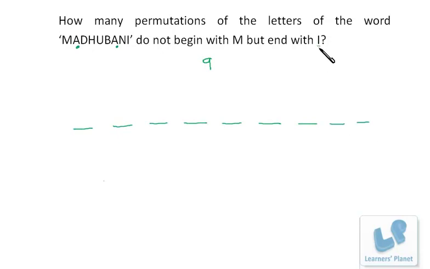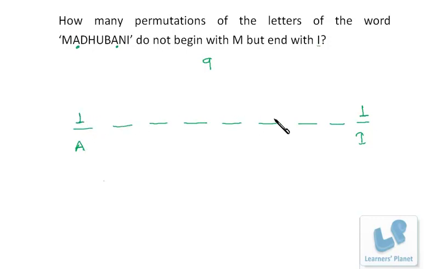Now the last position is fixed for I, so we have just one choice over here. Now for the first position, M cannot come. So how many choices do we have now? Because one has already gone over here, and M cannot come, we are left with 7 choices. Now out of these 7 choices, we have 2 A's. So we take 2 cases. The first case is when the first position is occupied by A, so we have just one choice.